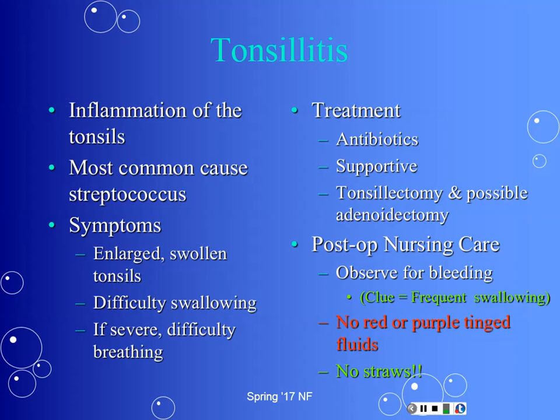So we've got our tonsillitis. It's inflammation of the tonsils. The most common cause of tonsillitis is strep. Strep can be a very bad thing. Y'all heard of acute glomerulonephritis? Can cause that. Can cause all kinds of fun cardiac stuff. You can tell them what it causes in cardiac? Rheumatic fever, yeah. So we always want to treat strep.